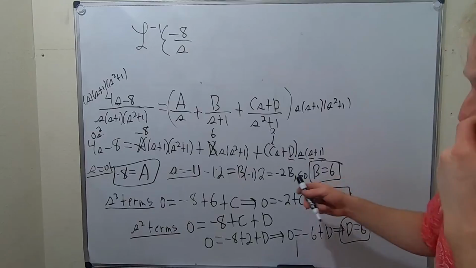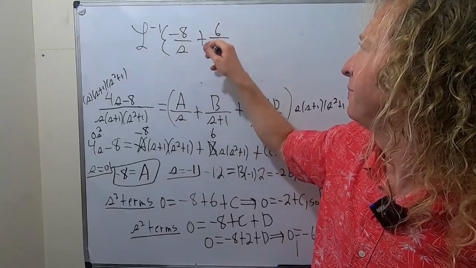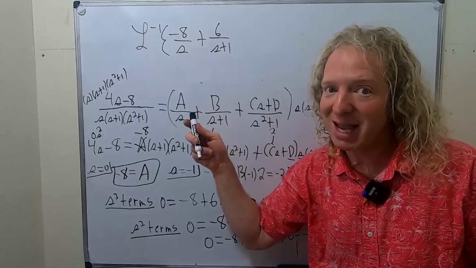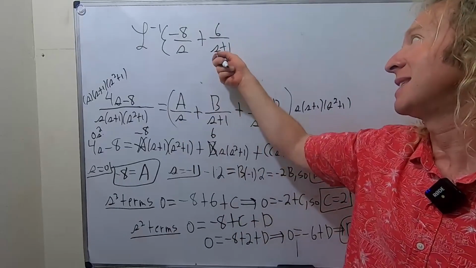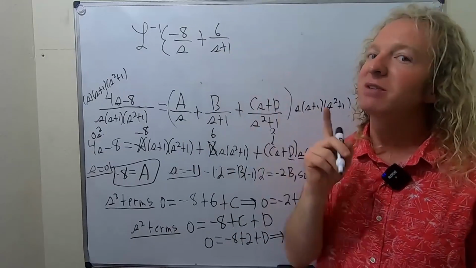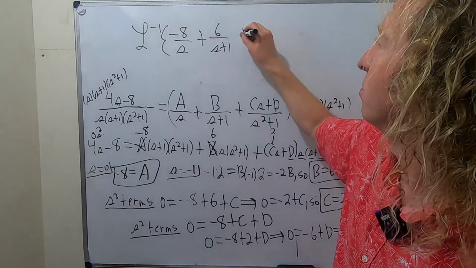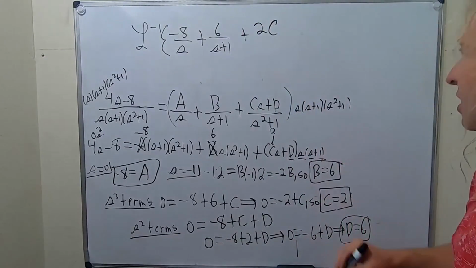B is 6. So it'll be plus 6 over s plus 1. That's going to be an exponential. Remember, if it's 1 over s minus a, it gives you e to the at. So it's s minus -1. This is going to give us an e to the -t. C is 2. So plus 2c, and then d is 6.